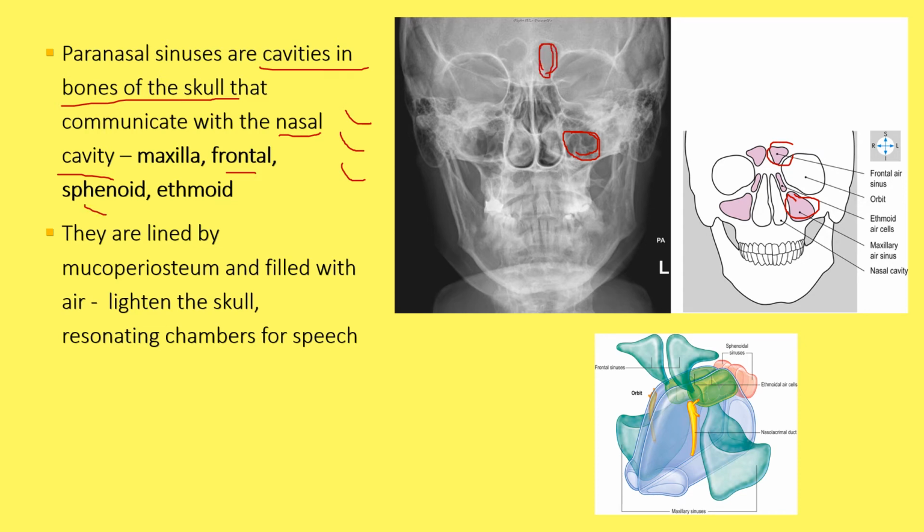The sphenoid sinus is a little bit posterior. You can't really see it in the X-ray, but when you actually remove all the sinuses, like in this picture, you can see that the sphenoid sinus is located posteriorly. And you also have the ethmoid sinus. So the ethmoid sinus is here. All right, this is your ethmoid sinus.